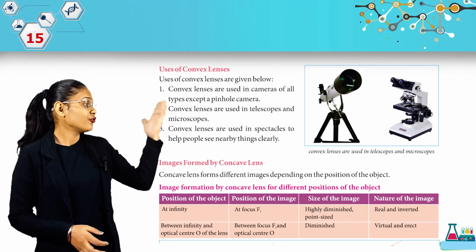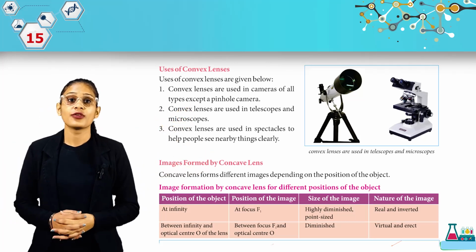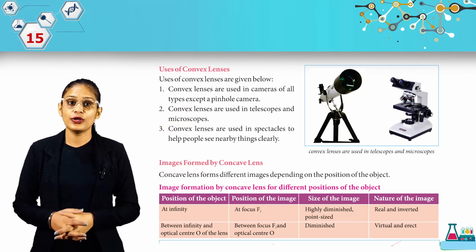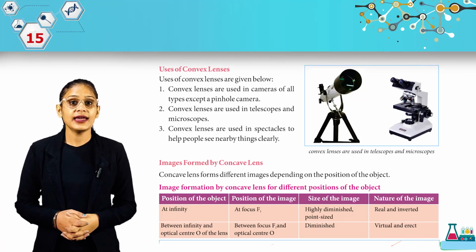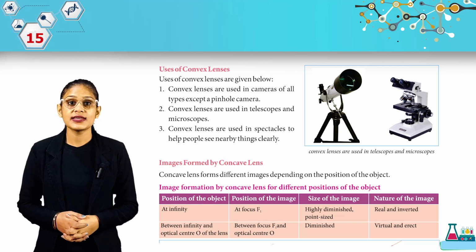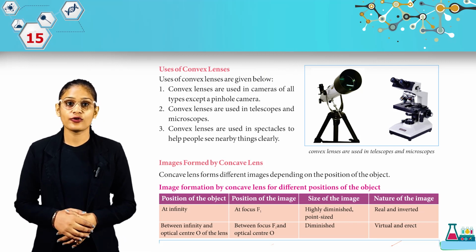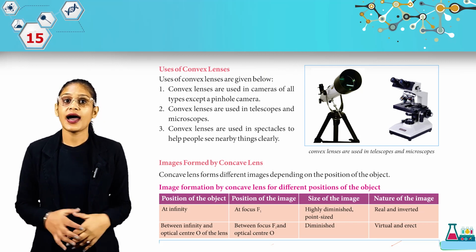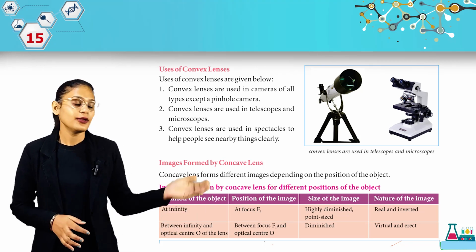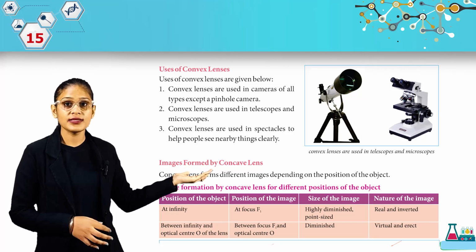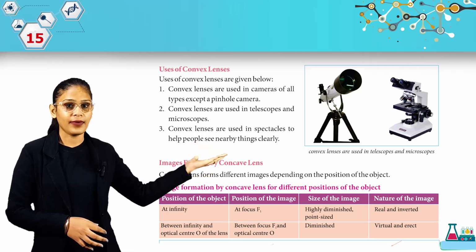Now we have uses of convex lenses. Uses of convex lenses are given below. Convex lenses are used in cameras of all types except in a pinhole camera. Convex lenses are used in telescopes and microscopes. Convex lenses are used in spectacles to help people to see nearby things clearly. Look at these pictures we have. Convex lenses are used in telescopes and microscopes.